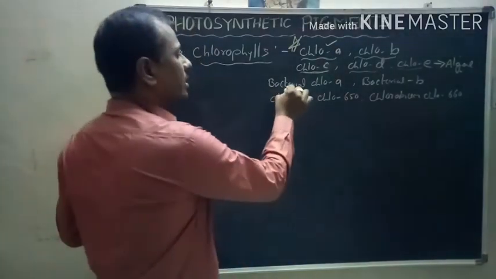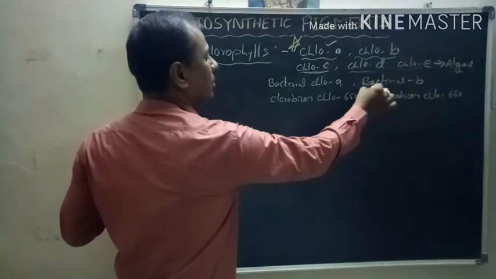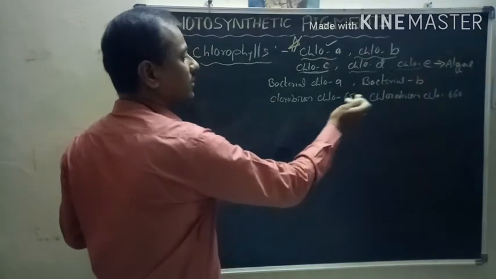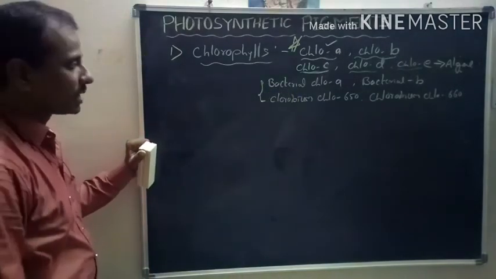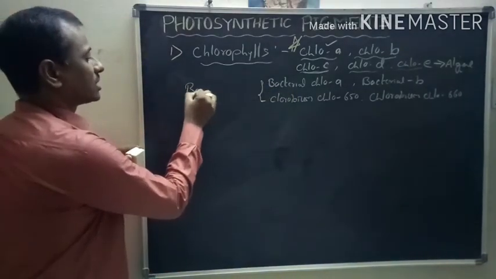So what about the remaining? Bacterial chlorophyll A, bacterial chlorophyll B, chlorobium chlorophyll 650 and 660. These four types of pigments are present in bacteria.